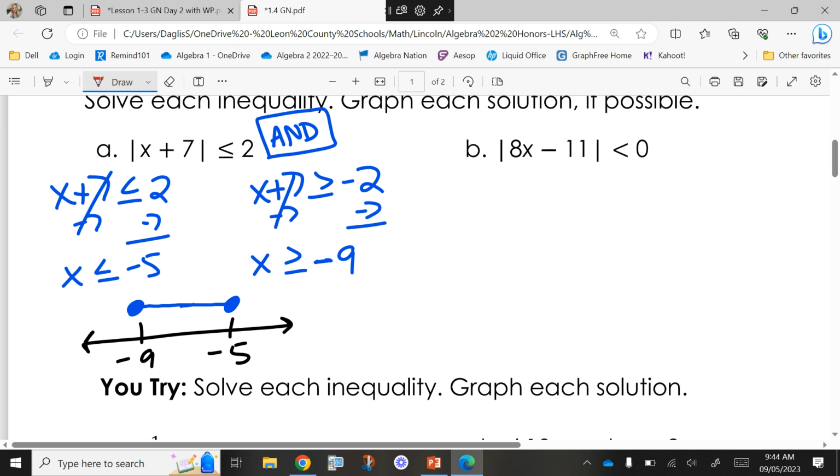Question, what's a little thing I could change to make this possible? Yes. If it was less than or equal to, then we could definitely do it. We could make it equal to 0. That would be okay, right? But it's not saying it can be 0. It's just saying it can be negative. So this is a never. Never. Okay? This has no solution.